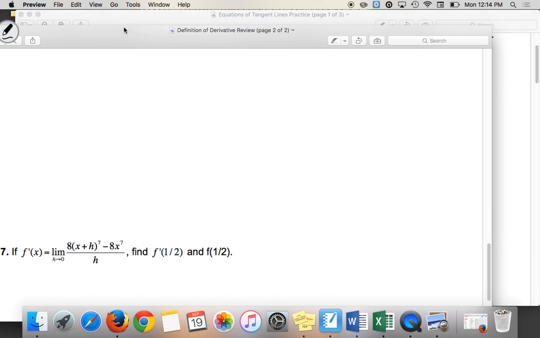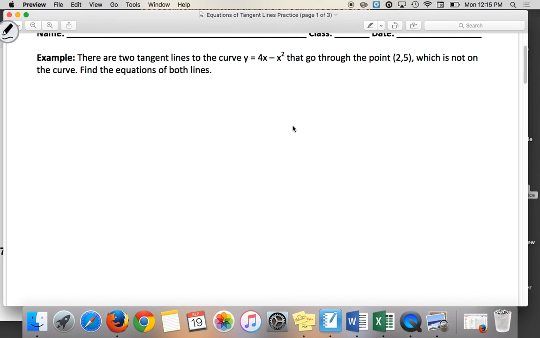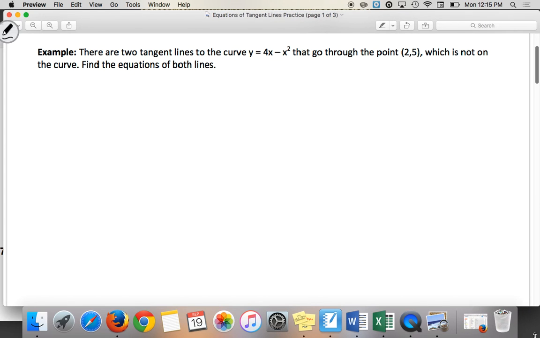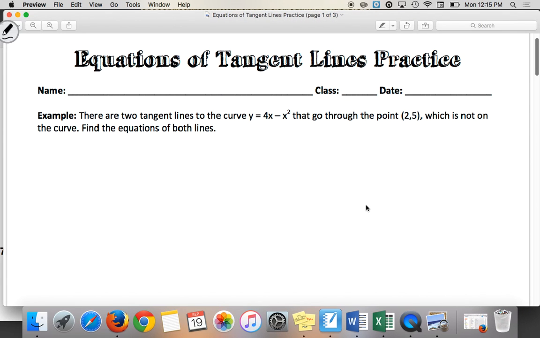All right, so the other assignment that you guys have is the equations of tangent lines practice. So let's look at that. There's one last example that I haven't done yet, so I should really add this to the notes. Okay, so occasionally you have problems that say things like there are 2 tangent lines to the curve y equals 4x minus x squared that go through the point (2, 5). Now (2, 5) is not on the curve.